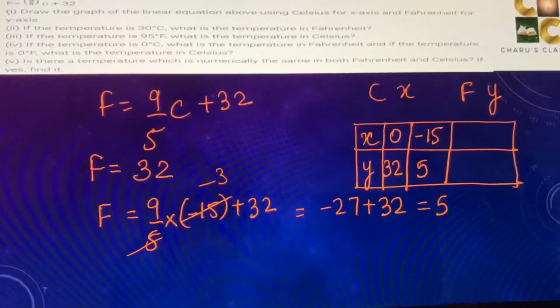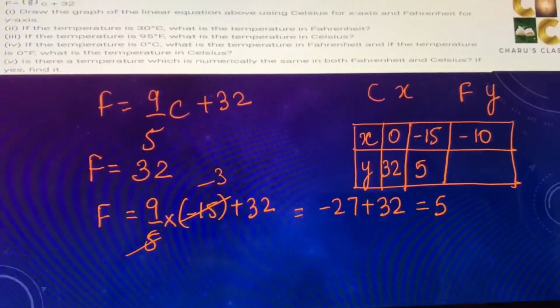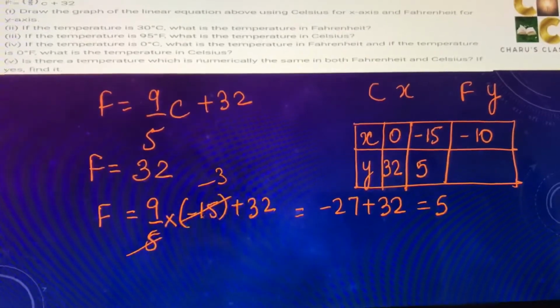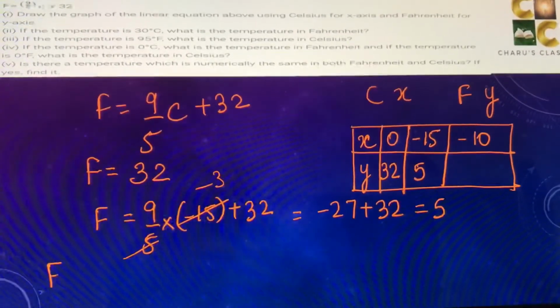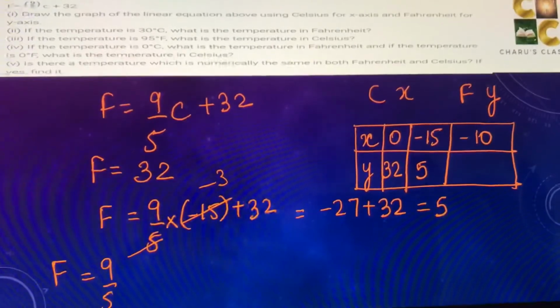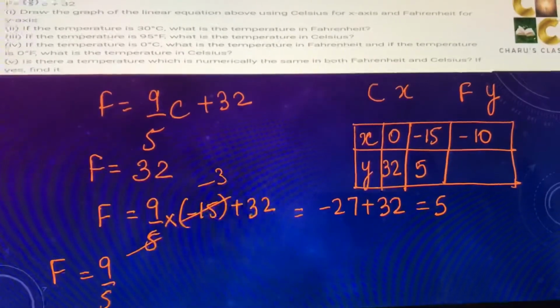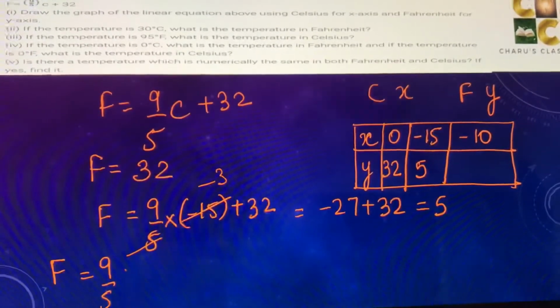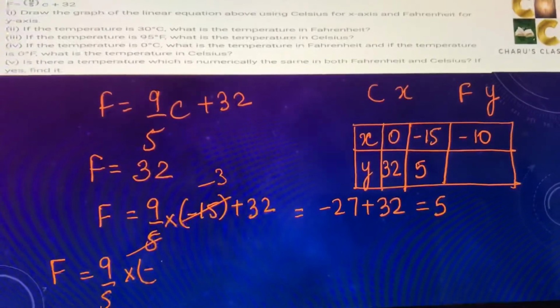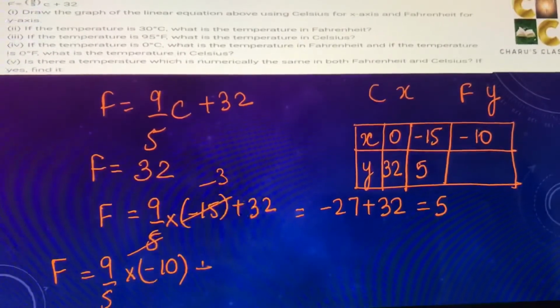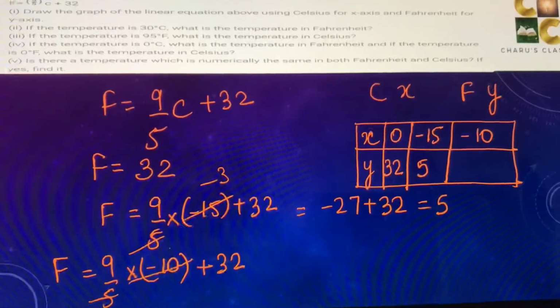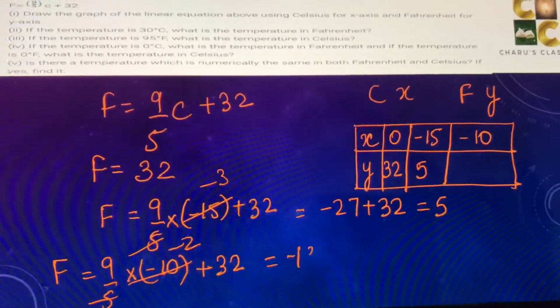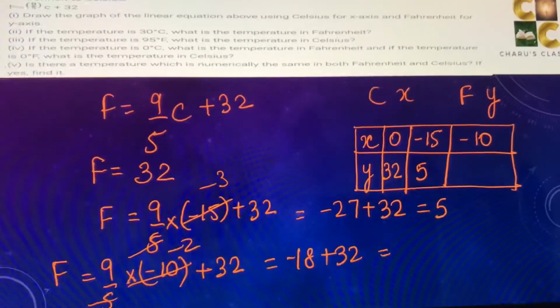If I take my C as minus 10, try to take C as the multiples of 5 so that it can cancel with the 5 below. You can take positive or negative both. With positive they are becoming very big, so I'm taking negative here. So this into minus 10 plus 32. So this is coming minus 18 plus 32, which is 14.